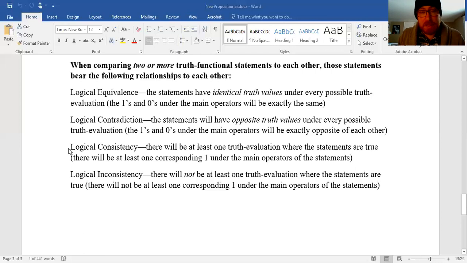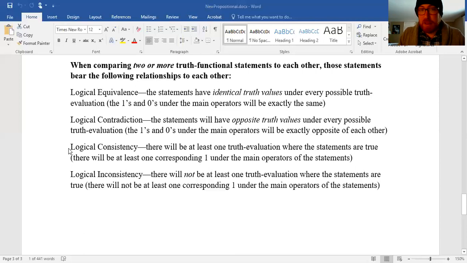Okay, logical inconsistency is just when there is not at least one truth evaluation where the statements are both true. But bear in mind, like we talked about before, that inconsistency is different from contradiction. To say that two statements are logically inconsistent just means that they can't both be true under the same set of circumstances, but that leaves open the possibility of them both being false. So all contradictions are inconsistent, but not all inconsistencies are contradictions. If you look at the table and there's not at least one line where they're both true, but there is at least one line where they are both false, that means that you've got inconsistent statements that don't contradict.